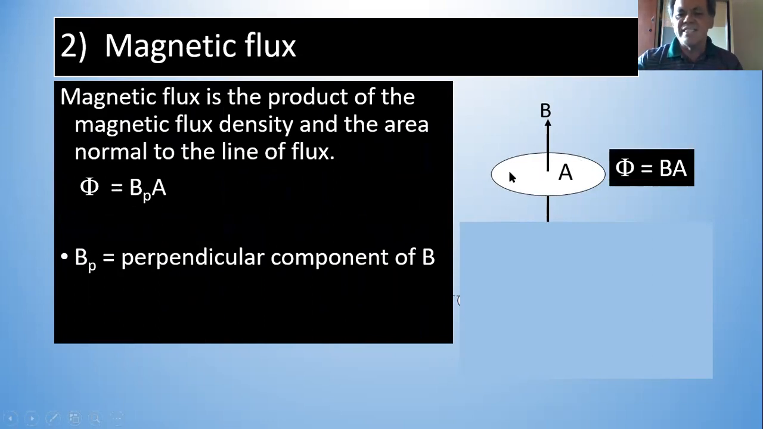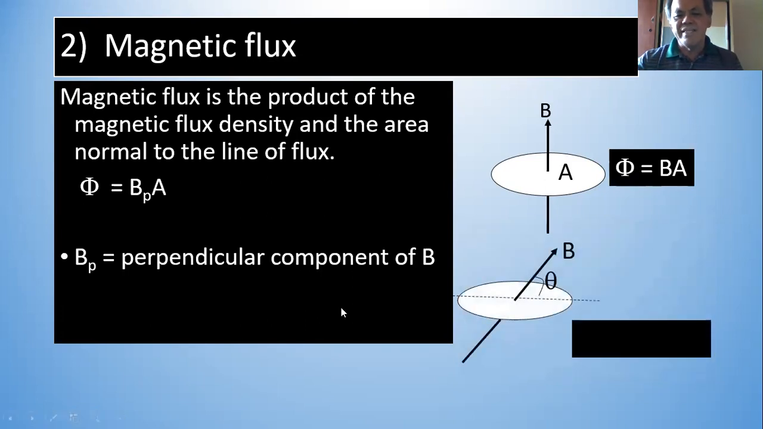Okay, so in this case the area is usually the coil of wire, then A times B is your magnetic flux. If B is at an angle theta to the surface, then we just find the vertical component, or we call it normal to the surface, so it's B sine theta.